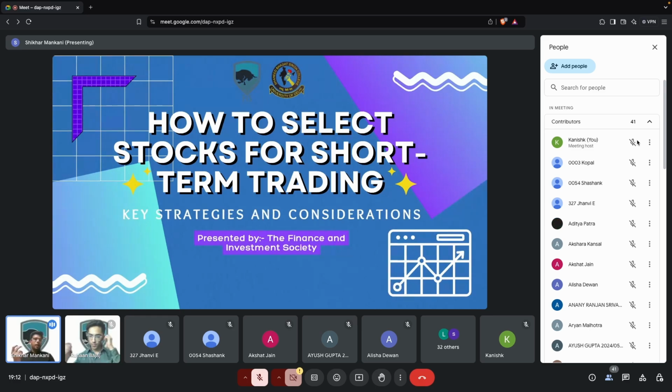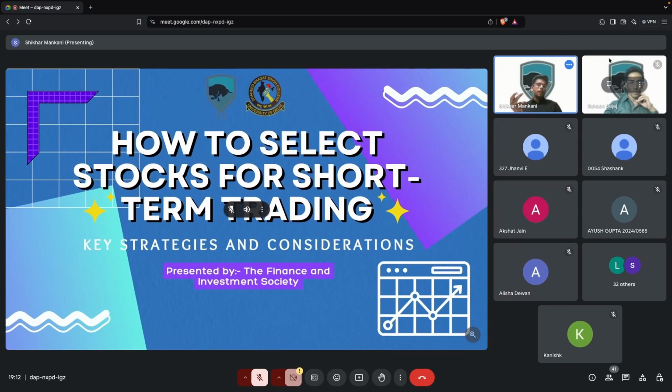So today what we learn is basically how to select stocks for short-term trading, and we'll study the key strategies involved in selecting stocks, how to select stocks, and more importantly, when to select the stocks. We'll be learning about the concepts of technical analysis and also about trend lines, trends, chart patterns, candlesticks, and related stuff. This session is also divided into two parts, today and tomorrow. So today we'll cover the trends, trend lines, candlestick patterns, and chart patterns.